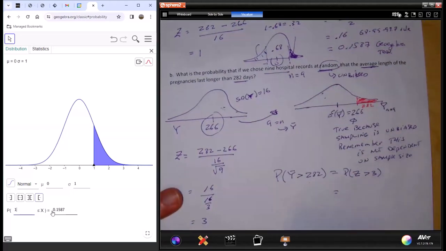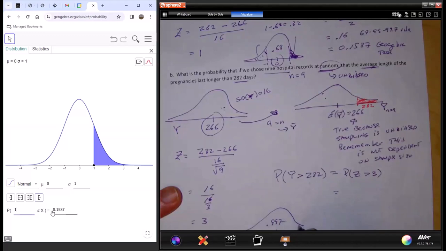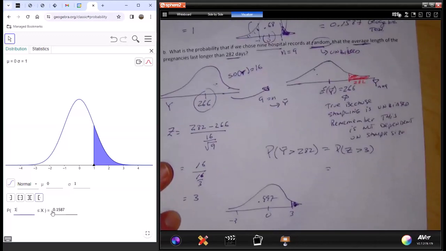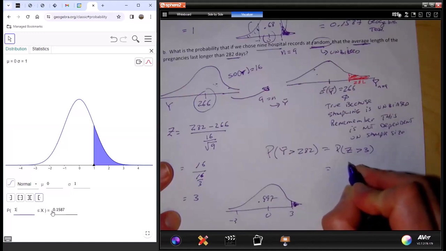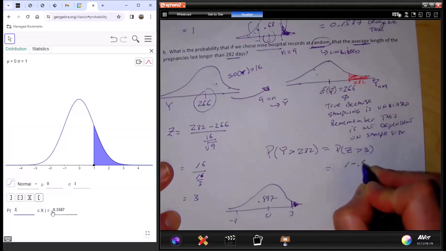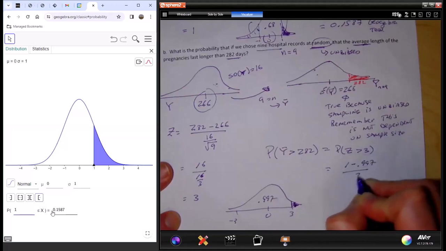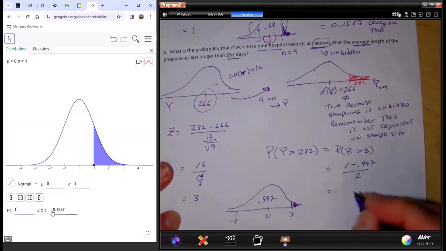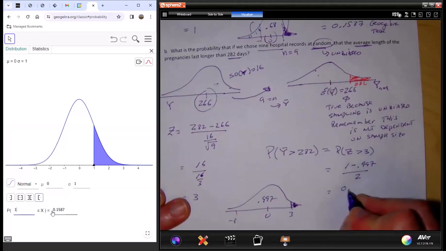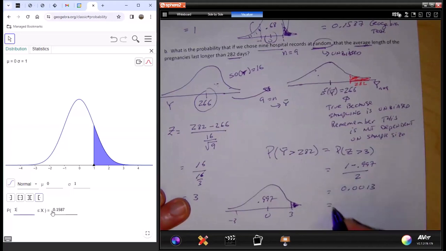And if I use the 68, 95, 99.7 rule, remember, 3 standard deviations is 0.997, and I'm after this area right here. So this must be, using that rule, 0.997 divided by 2, so I get just the little tail. And what does this come out to? 0.0013. What if we're using technology?